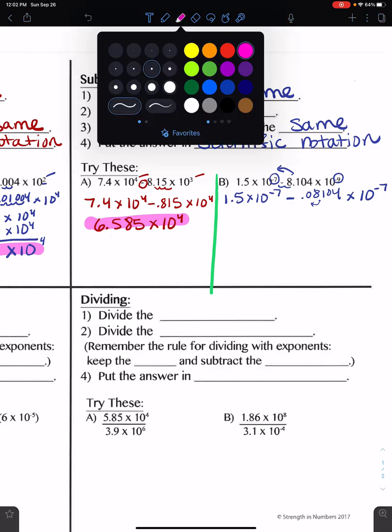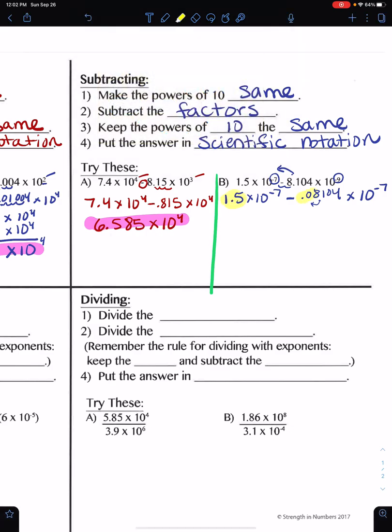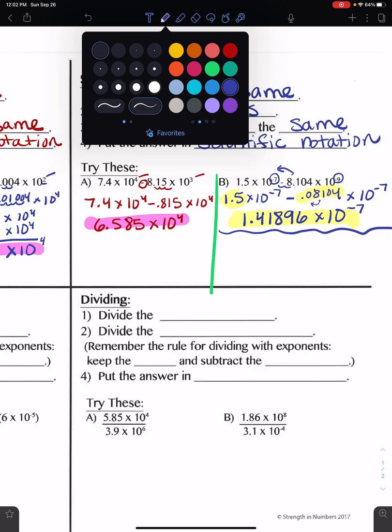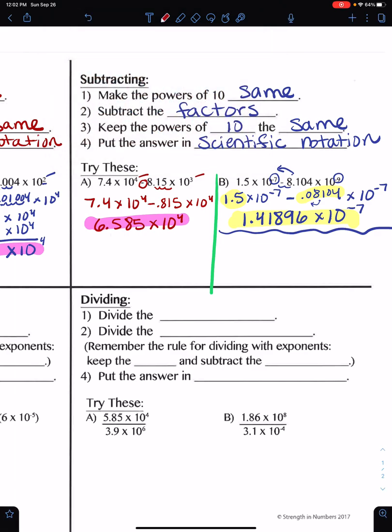So just like with adding, I'm going to subtract the 1.5 and the 0.0814. I can do that on my calculator. Which I'm doing right now. Oh my goodness, of course, the answer is in scientific notation. I just got lucky by changing the second number each time. But I think what I'll do for this example is let me go ahead and change the first one to match the second one and see if that makes a difference, so you can see what I mean by putting it in scientific notation at the end.